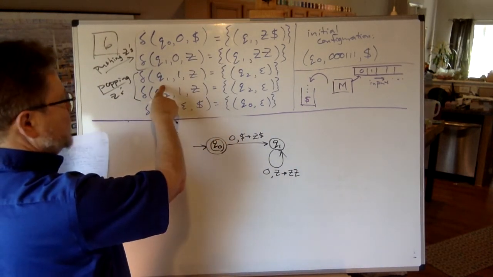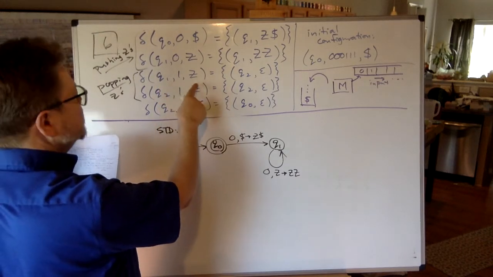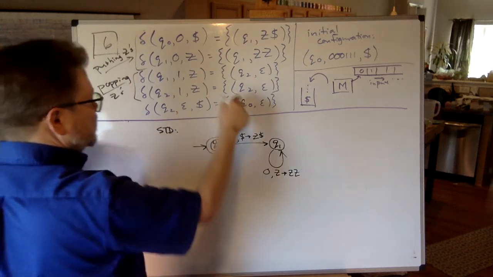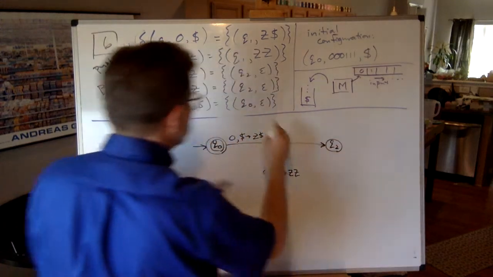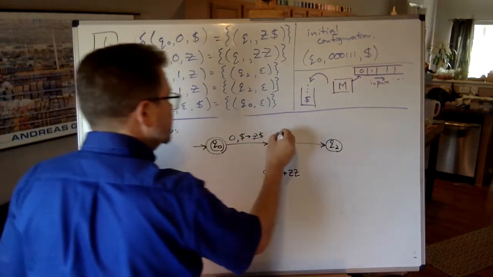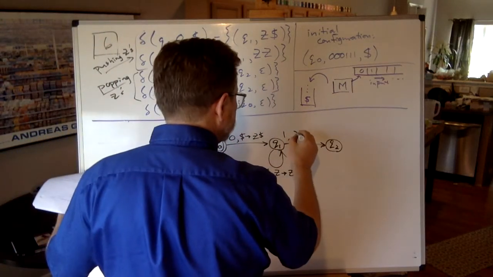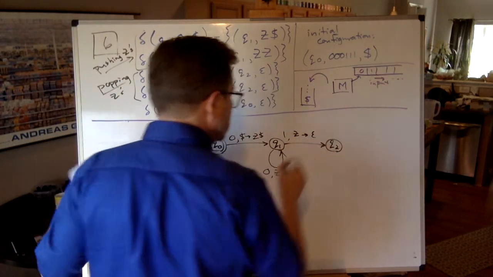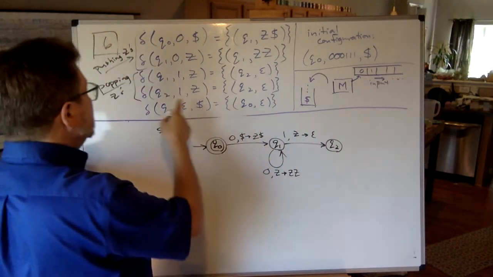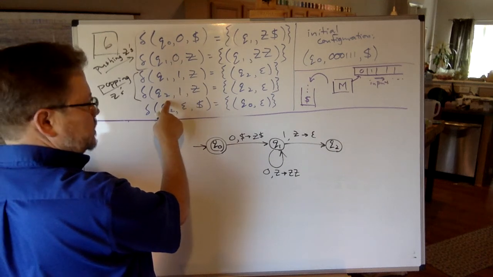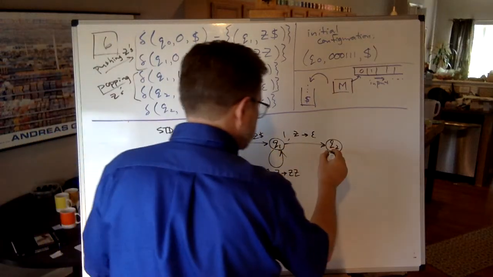This says if I'm in Q1 and I see a 1 and a Z on top of the stack, then I go to Q2. I'll need an additional state, Q2. I forgot what I said already. If you see a 1, you replace Z with nothingness. Replace Z with the empty string. In other words, pop off a Z. Pop a Z. That's what we're doing. And then here, Q2 gets a 1. It stays in Q2 and also pops a Z.